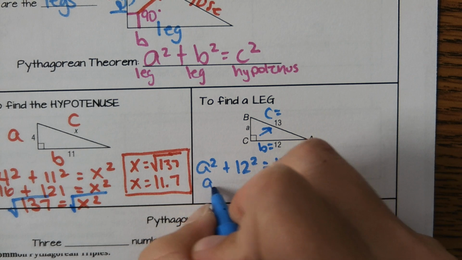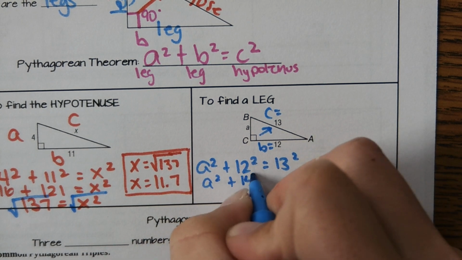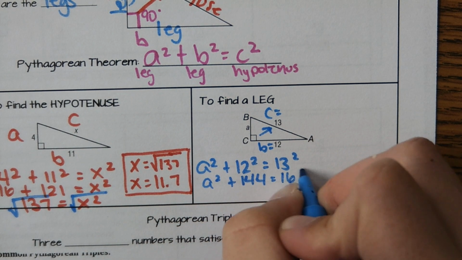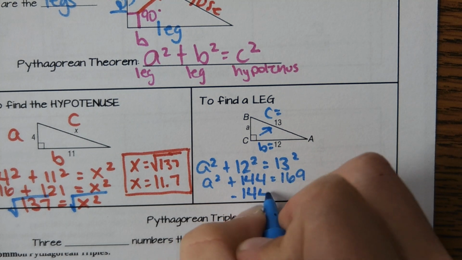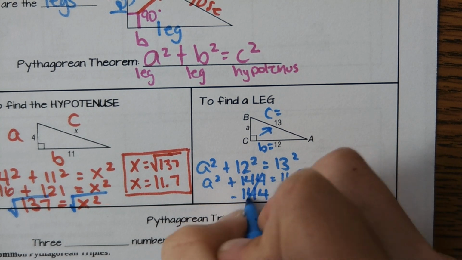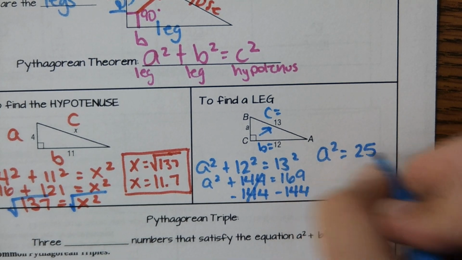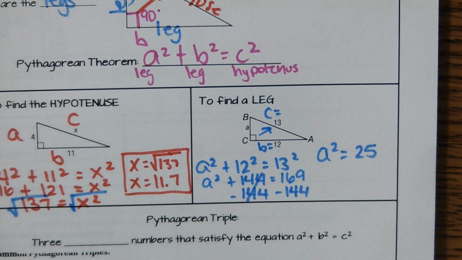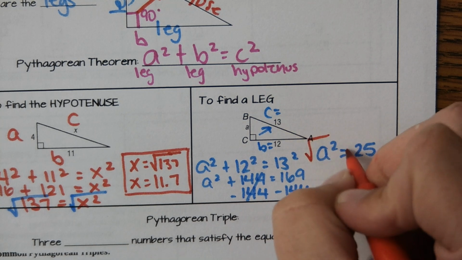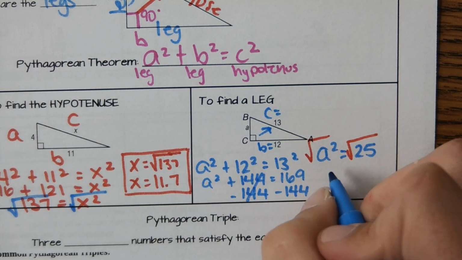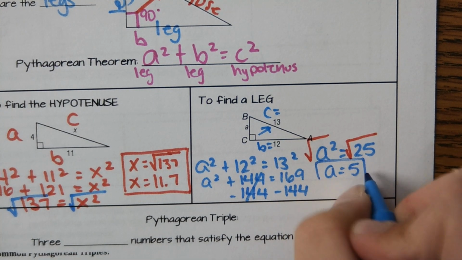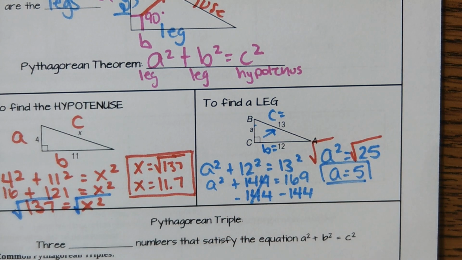And then from here, go ahead and solve. 12 squared is 144. 13 squared, 169. Subtract 144 from both sides. A squared equals 25. Take the square root, and A equals 5. So this length right here is 5. So far, so good.